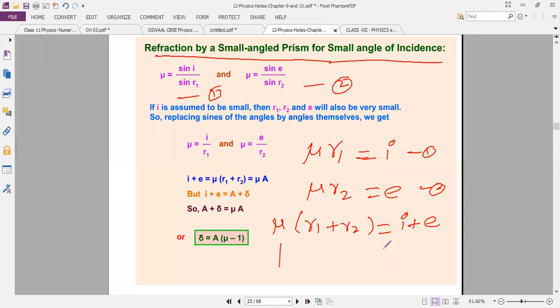Mu a is equal to I plus e. This is equation number 3. And before, the formula is I plus e equal to a plus delta. Now I plus e is equal to mu a. That is the fourth equation. Mu a equal to a plus delta also. Equation number 4. And again simplify that, you will get delta equal to a into mu minus 1. Equation number 5.